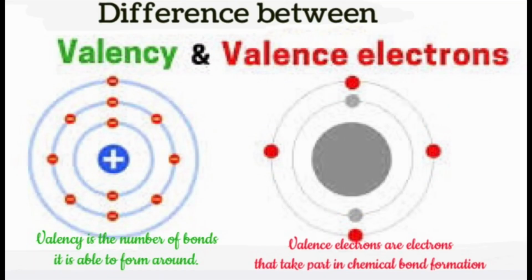However, you should know that valency and valence electron are not the same. Valency is the number of bonds an atom is able to form. Valence electrons are the electrons that take part in chemical bond formation. With valence electrons, we can get the Lewis dot structure.